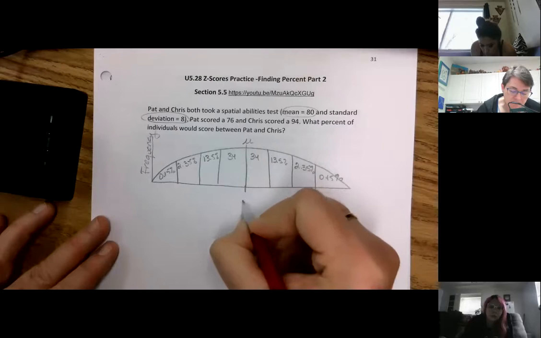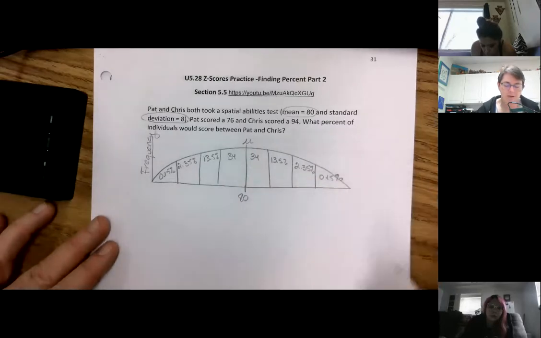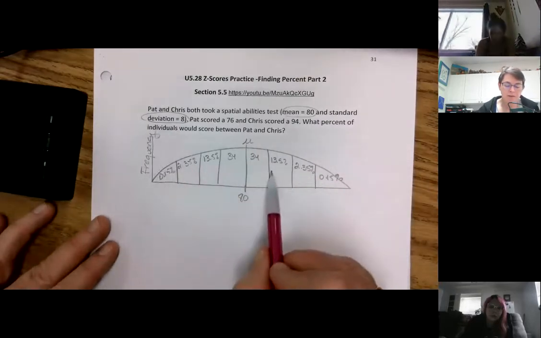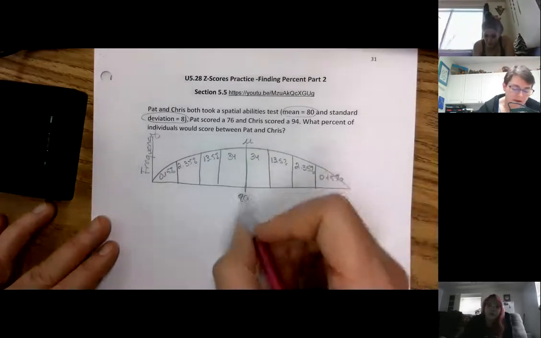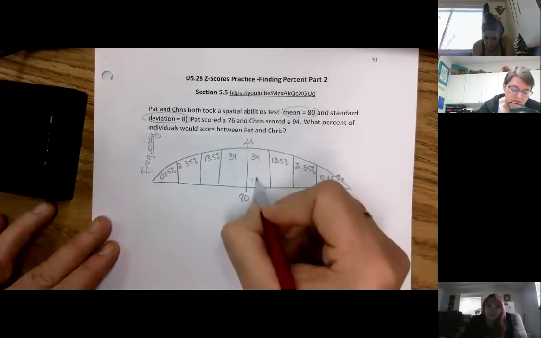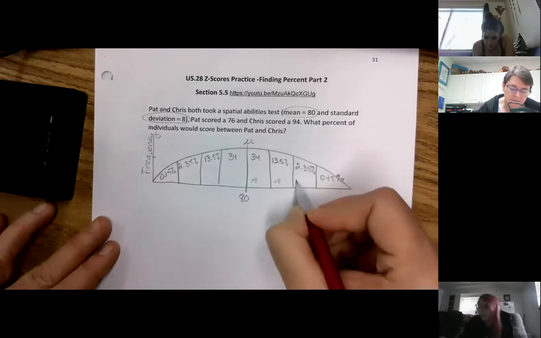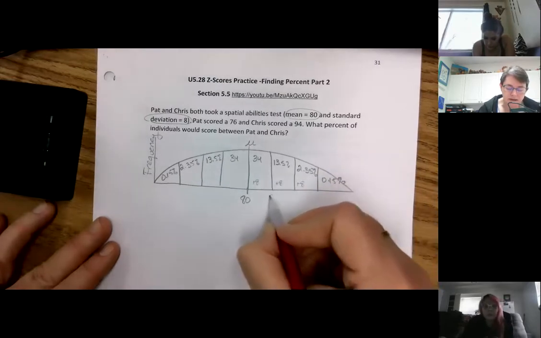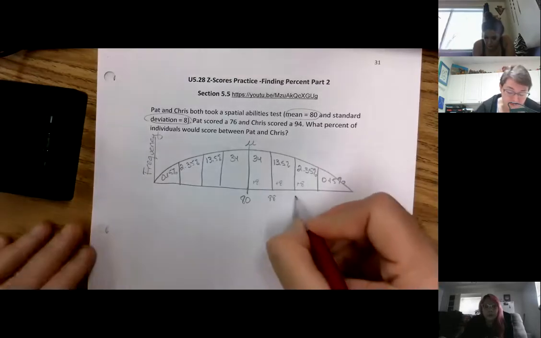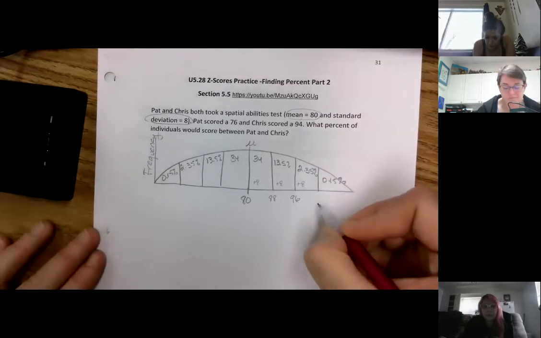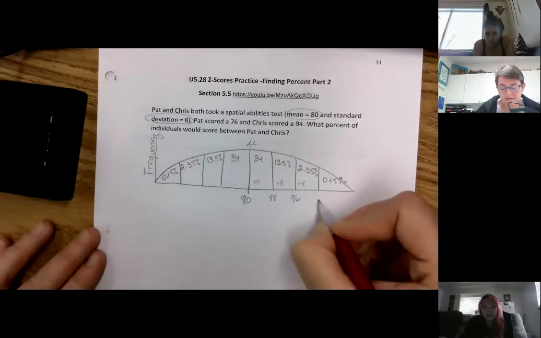So the middle part is our mean. And then each one of these boxes represents one standard deviation of the data. So our standard deviation is 8. So I've got 88, 96, and 96 plus 8 should be 104.